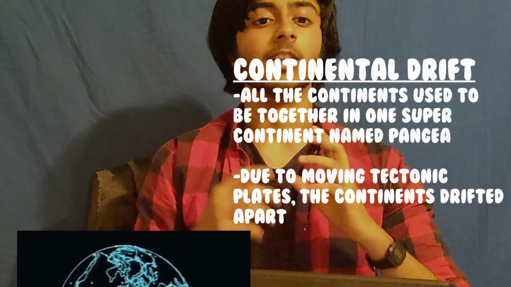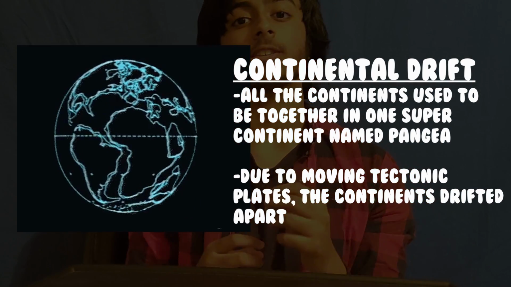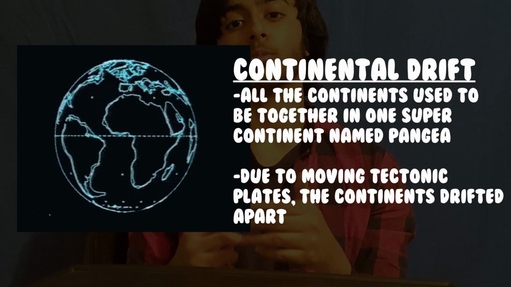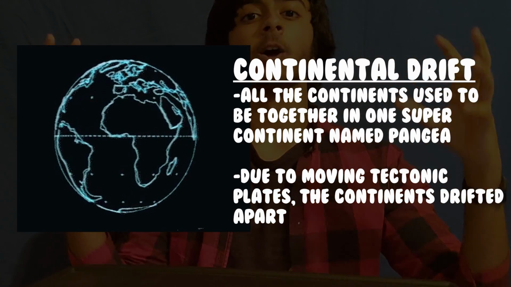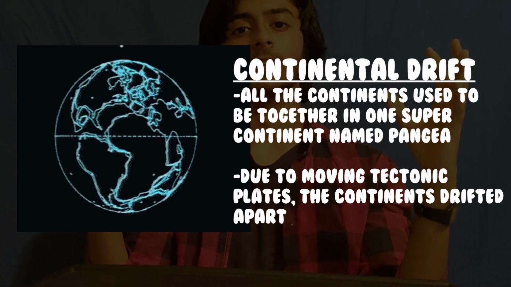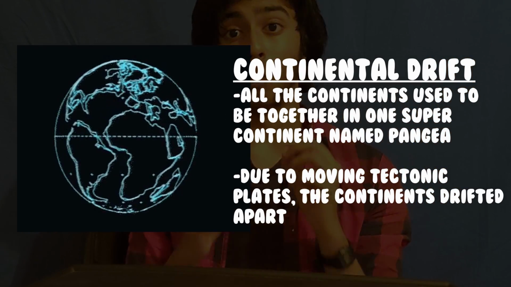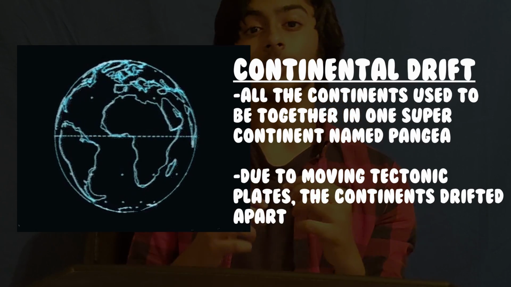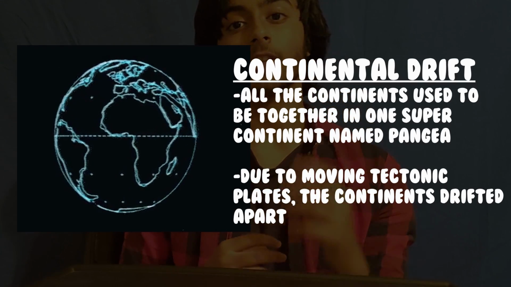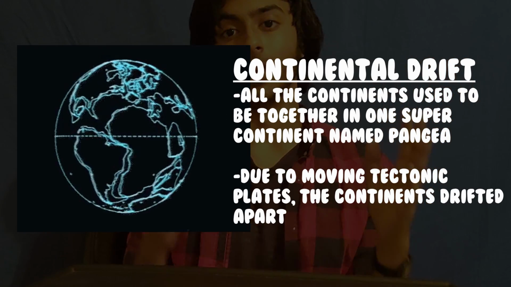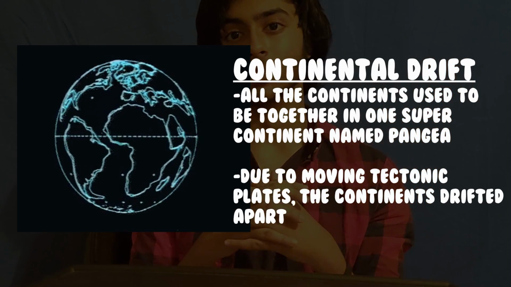Next, we will discuss continental drift. When Wegener proposed his theory of tectonic plates, he also proposed that at one point all of the Earth's continents formed one big continent. This supercontinent, called Pangaea, has a lot of evidence supporting it. For example, the coasts of South America and Africa seem to fit together like puzzle pieces.